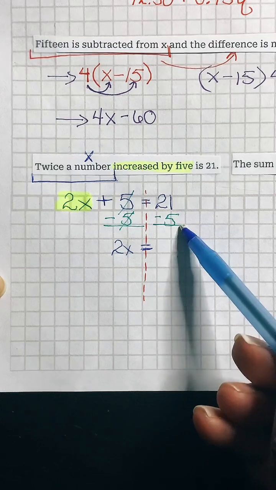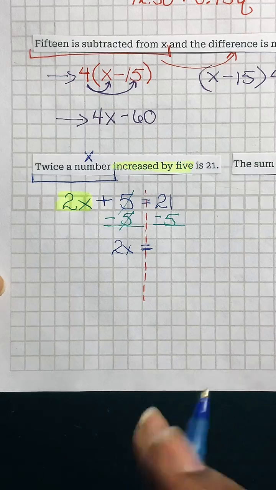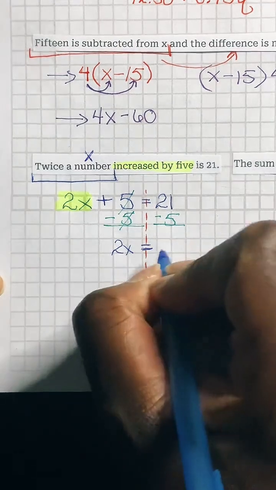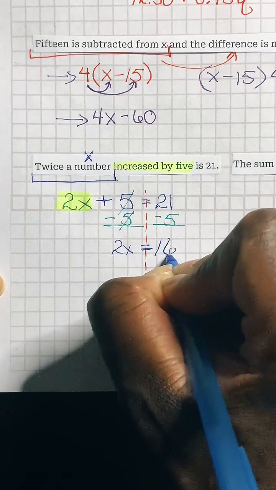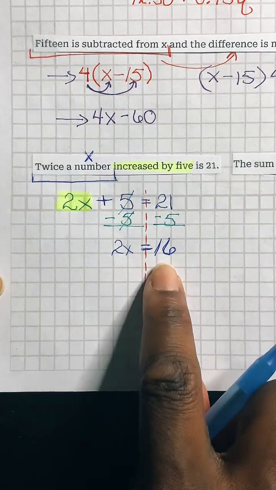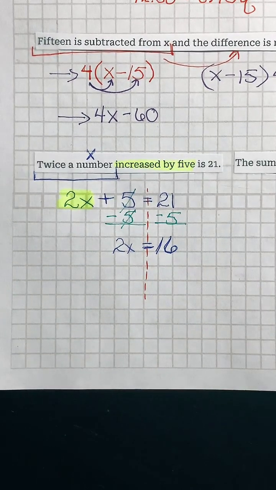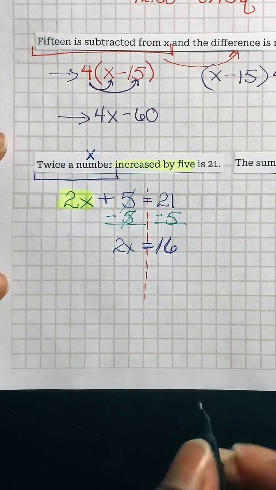So 21 minus 5 gives me what? So we got 16. There you go. So we have 2x is equal to 16. Look at this. I love it. All right. So all of a sudden, your boo's acting up. No recovery. Got to dismiss them.